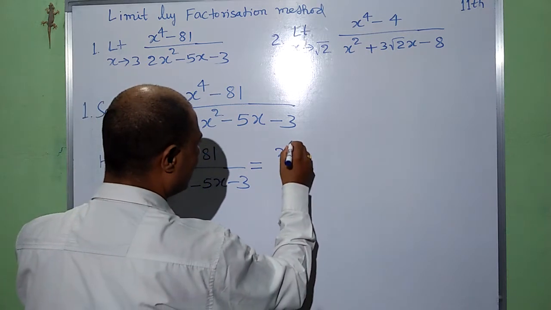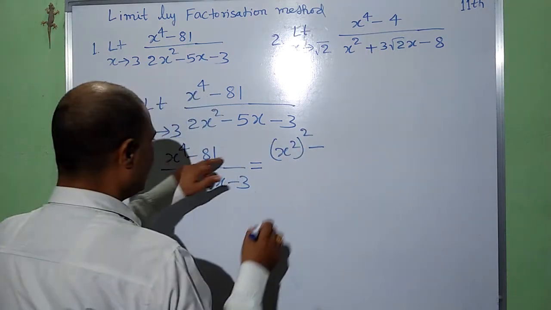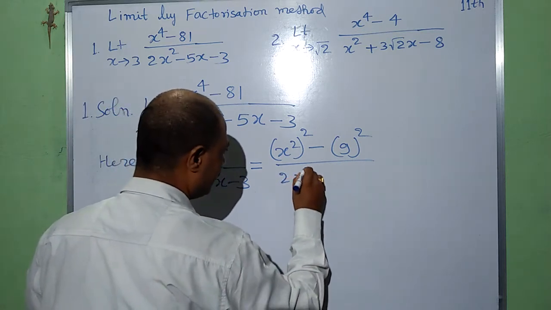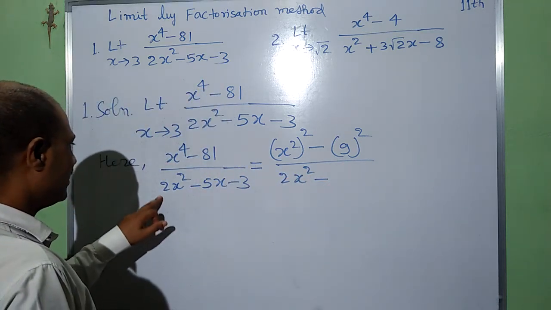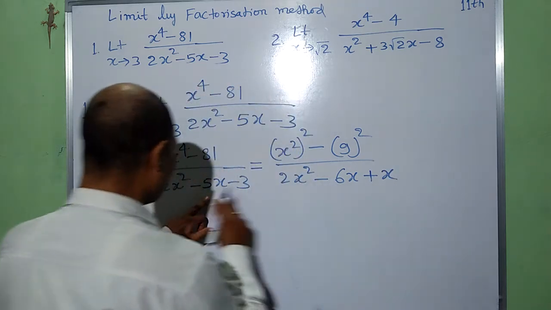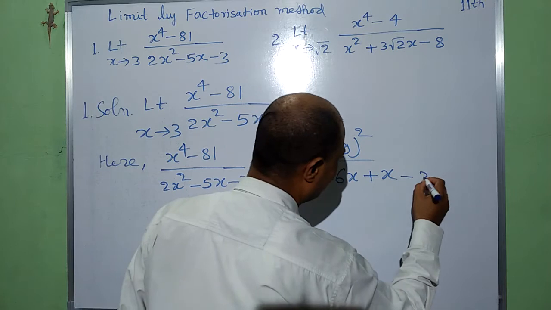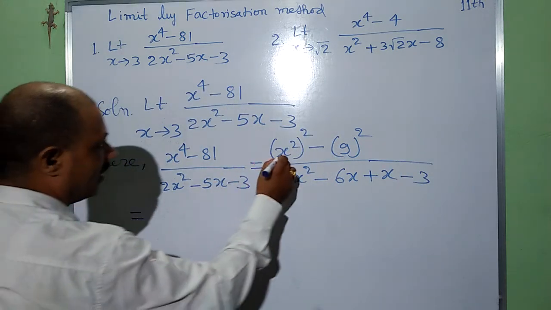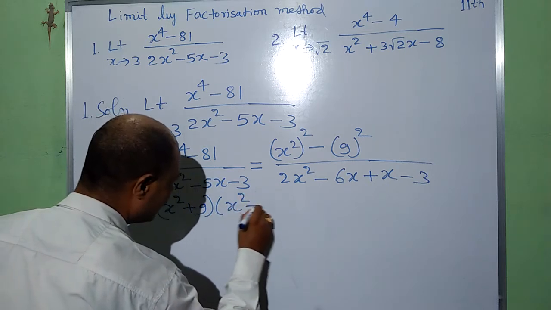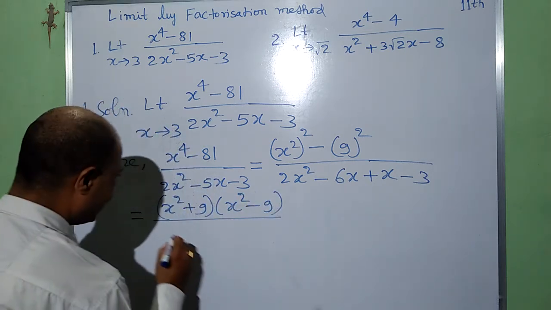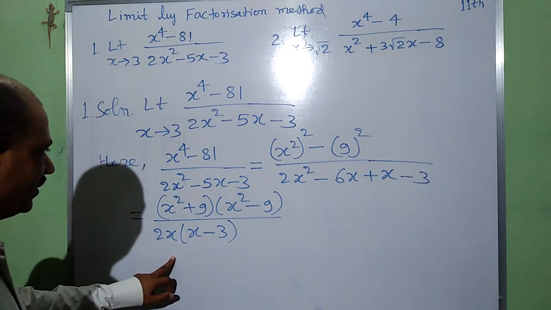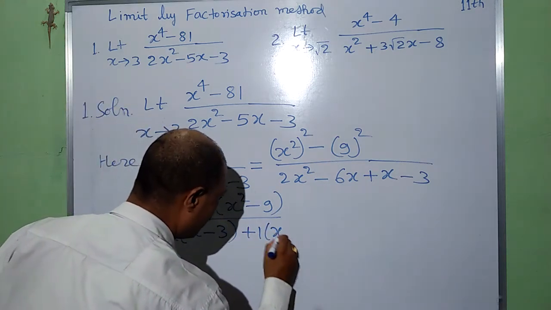Like this. We can write it (x square) whole square minus 81, that is 9 square, by 2x square. We have to factorize this: minus 6x plus x. Its sum is minus 5x minus 3. A square minus b square is (a plus b) into (a minus b). Here 2x will be common, rest parts are x minus 3. Plus 1 is common, rest parts are x minus 3.